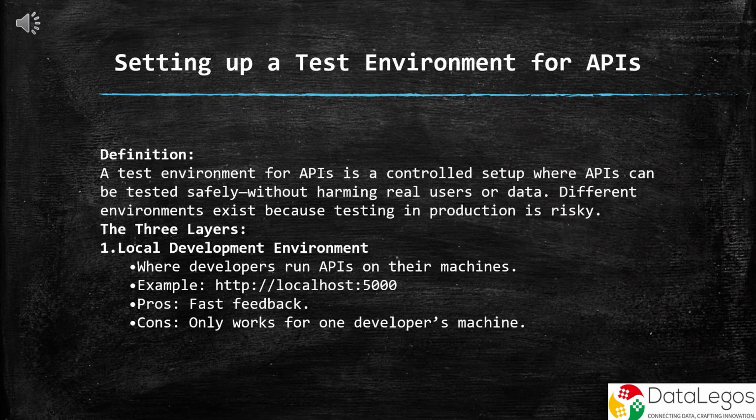The local development environment is where developers run APIs on their own machines, such as http://localhost:5000. The main pro is fast feedback, but the con is that it only works on one developer's machine.